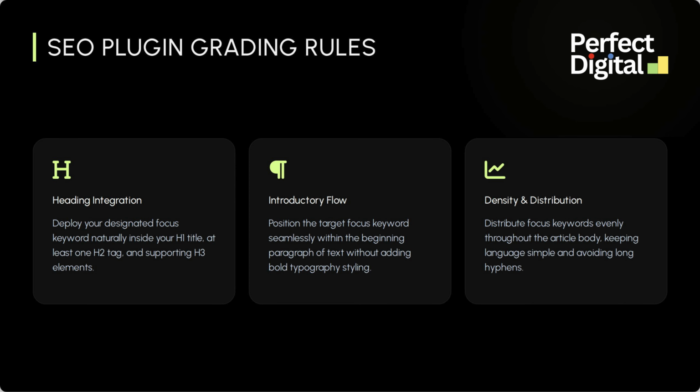To ensure your published articles perform at an elite tier, we follow strict SEO plugin grading rules. For instance, we can use Rank Math. So we go with the Rank Math optimization standards in this case. 1, we do heading integration. You must deploy your designated focus keyword naturally inside your main H1 title, at least once within your H2 tags, and across supporting H3 elements.